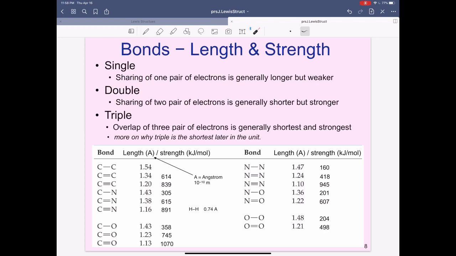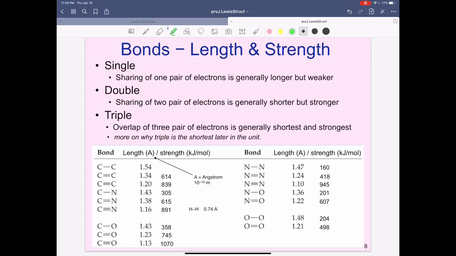So let's notice in general that if we look at the carbon-oxygen, the single bond is longer with a value of 143 compared to the triple of 113. And these are measured in angstroms, and an angstrom is 10 to the minus 10th meters, whereas the carbon-oxygen single bond has a strength of 358, but the carbon-oxygen triple bond is 1070. That's in kilojoules per mole, representing the energy needed to break the bond. So we can see that while the triple bond is shorter, it's stronger.